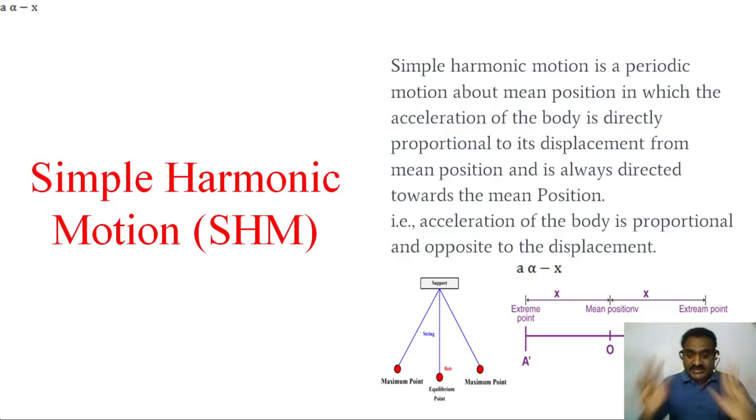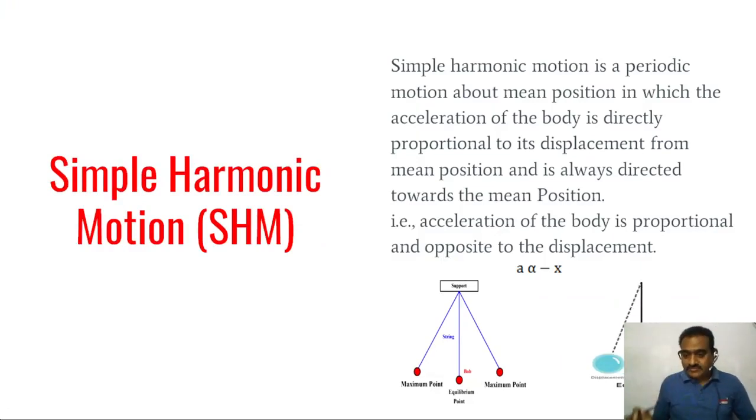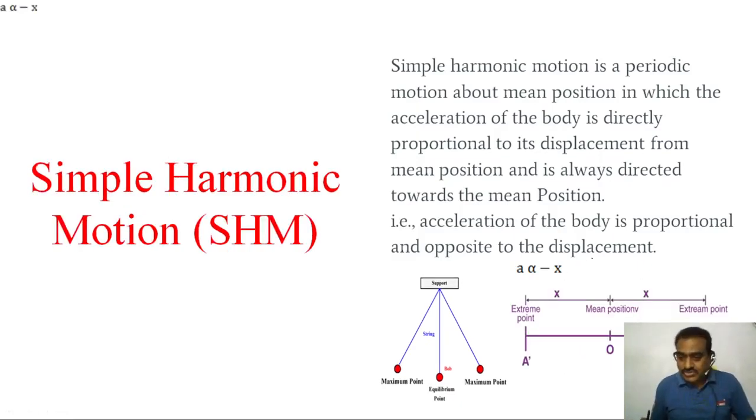You can see on the screen, this is the simple pendulum. This is the center point, the equilibrium position or mean position, and this is the end point. Simple harmonic motion is a periodic motion about the mean position. You observe, this is the mean position, this is the extreme position. The distance from the mean position to the extreme position is represented by x, that is the displacement.